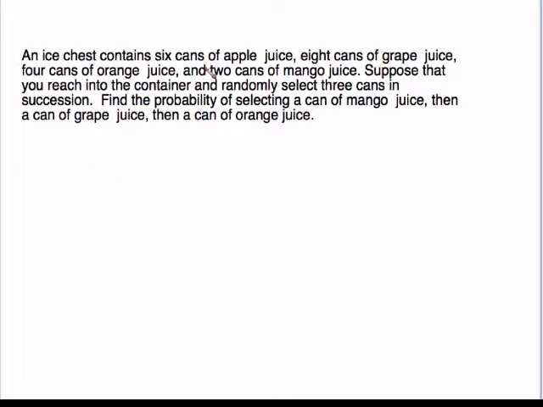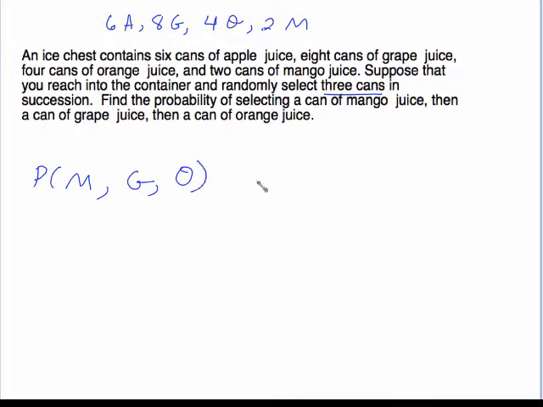An ice chest contains 6 cans of apple juice, 8 cans of grape juice, 4 cans of orange juice, and 2 cans of mango juice. Suppose that you reach into the container and randomly select 3 cans in succession. Find the probability of selecting mango, then grape, then orange.